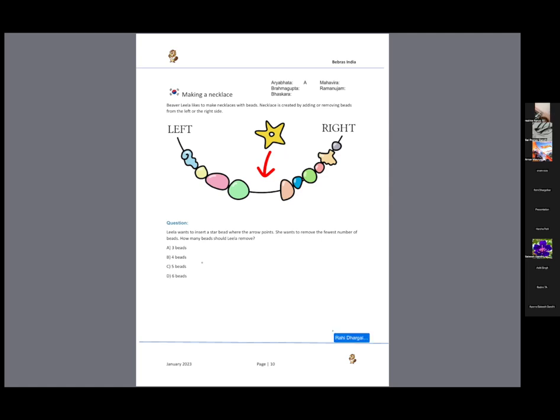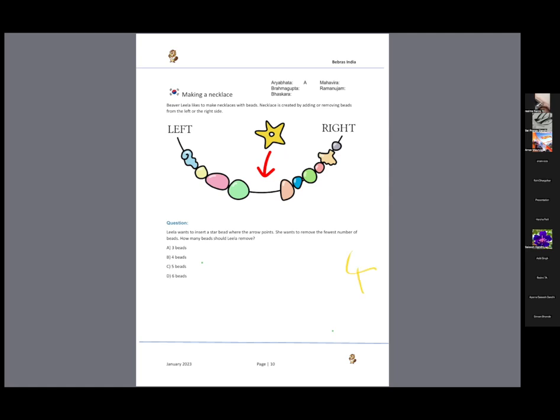Two bits, two bits, two bits, two. Okay, so a lot of people have answered 4, which is the correct answer.